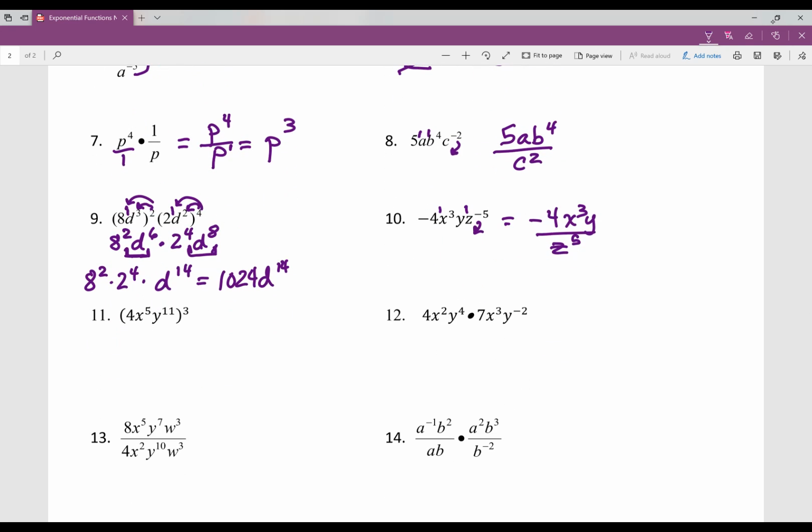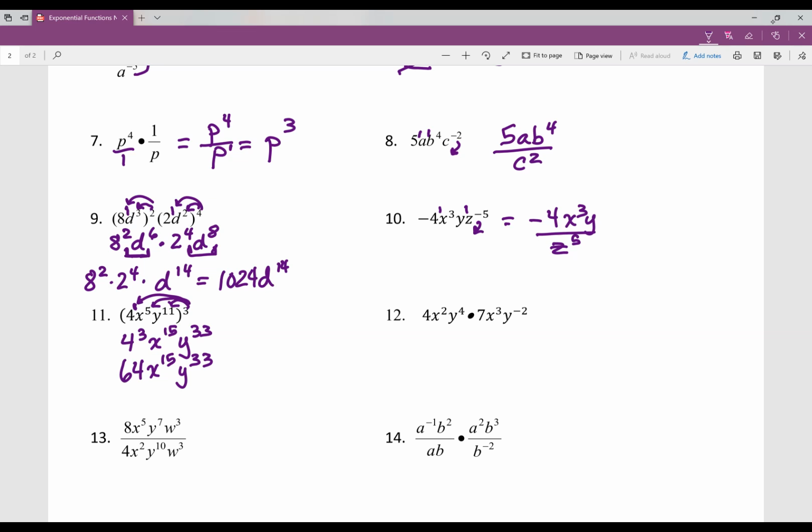Okay, so then we have to distribute this to here. We distribute it to here, but don't forget this 4. So this 4 is a power of 1, so we have to distribute it there too. So we get 4 cubed, x to the 15, y to the 33. You could leave it like this, but 4 cubed is 64, and that's a better answer, but either one of those would work.